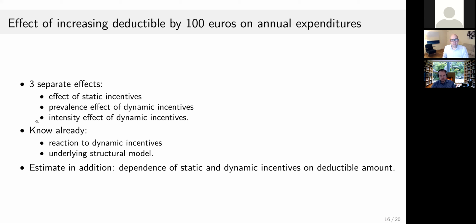So dynamic incentives change in terms of the magnitude. When I increase the deductible limit, the expected end of year price increases. So that also has an effect. We know this parameter gamma E that we can use for this. This is the reaction to dynamic incentives. We know the model structure that will help us to do the simulations.